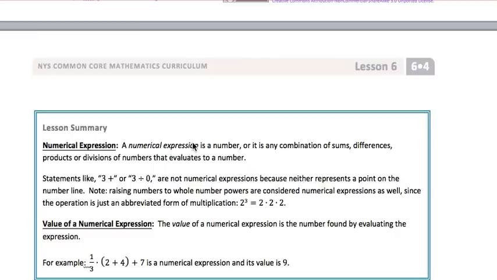In review, first of all, a numerical expression is a number or any combination of sums, differences, products, or divisions of numbers that evaluates to a number. There are no variables in a numerical expression.